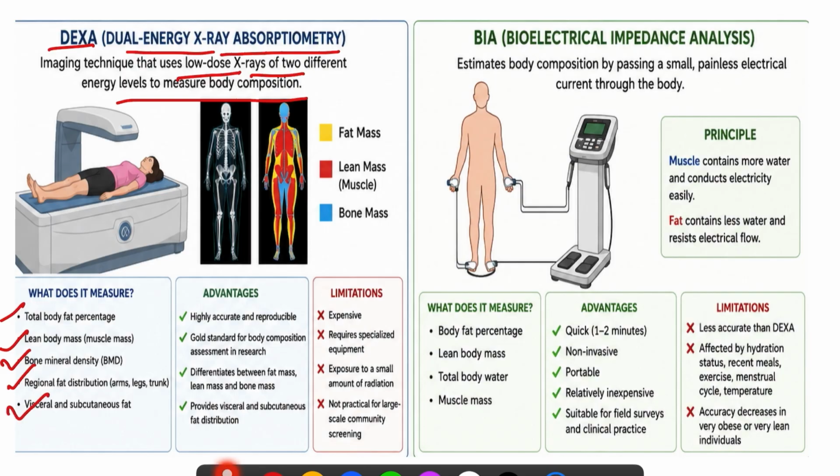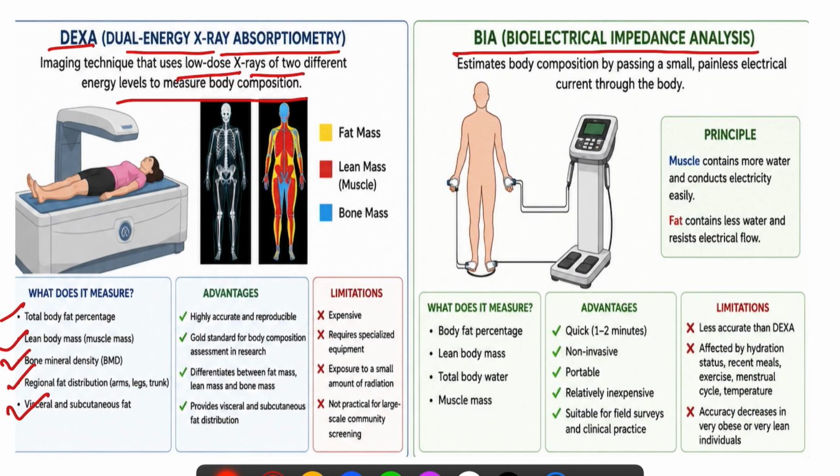Its advantages include that it is highly accurate and reproducible, and it is the gold standard for body composition assessment. It can differentiate between fat mass, lean mass, and bone mass. But the limitations are that it is very expensive, it requires specialized equipment, and it exposes the person to a small amount of radiation. Therefore, it may not be practical for large-scale community screening.